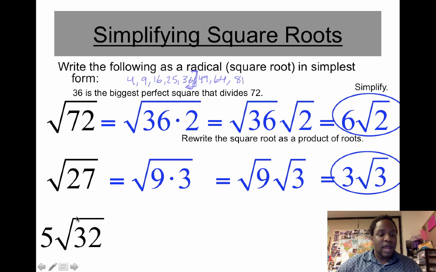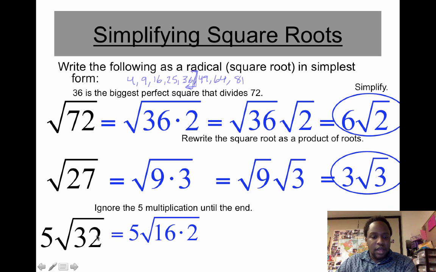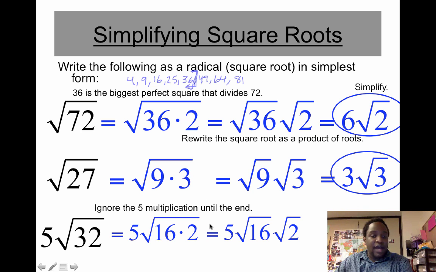So with 5 radical 32, we're going to ignore the 5 until the end. So it's going to be 5, and then we're just going to look at the radical 32. And 16 is the biggest perfect square that goes into 32. So we have 5 times radical 16 times 2, which will be 5 times radical 16 times radical 2, which is 5 times 4 times radical 2, because radical 16 is 4, which is 20 radical 2.